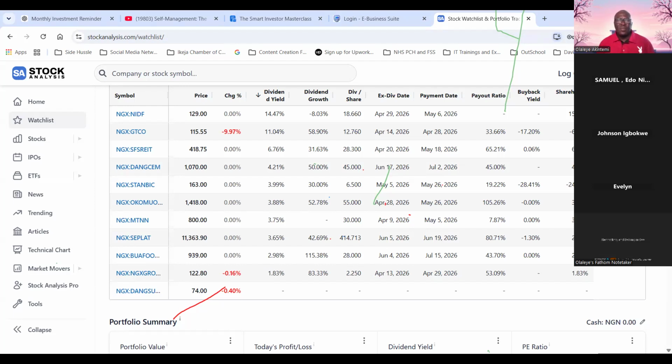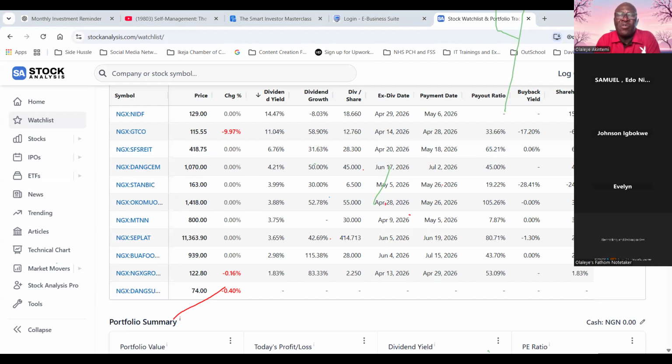Your mic is muted, sir. Yeah, sorry. What is an e-dividend mandate? Why do you have to apply for it? Okay, if that's the question, it is for you to be able to get your dividends from the company through the registrar. So the registrar offers that form or that service for you to access your dividends from the company, sir.